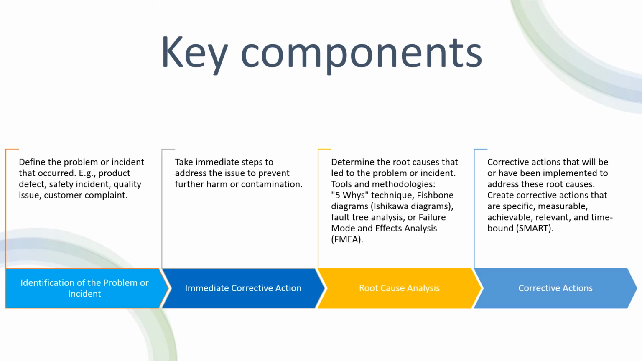After the immediate corrective actions are implemented comes the root cause analysis. The primary focus of an RCCA report is to determine the underlying or root causes that led to the problem or incident. This involves a systematic investigation, often using various tools and methodologies such as the 5 whys technique, fishbone diagrams also called Ishikawa diagrams, fault tree analysis, or failure mode and effects analysis. The goal is to dig deep and identify the fundamental reasons why the problem occurred. Some activities may involve reviewing records, conducting interviews, and analyzing data.